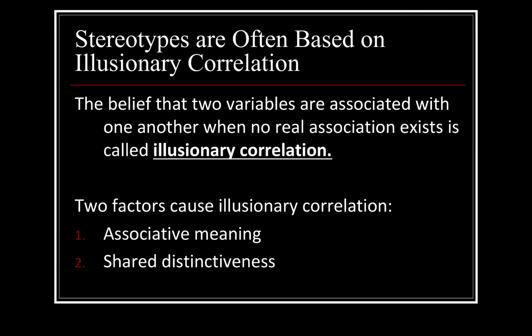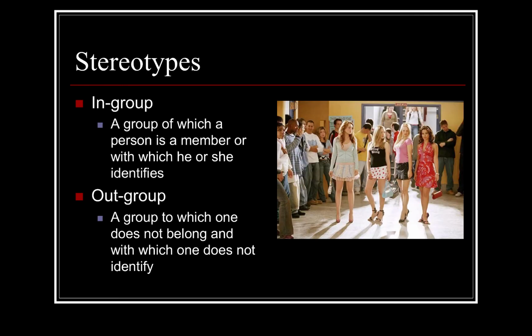Next, shared distinctiveness. This is about when two variables are associated because they share some unusual feature. When we start grouping people in categories, we tend to have an in-group and then an out-group. An in-group is a group of which a person is a member or with which he or she identifies. These are in-groups, I belong. Whereas an out-group is a group to which one does not belong and with which one does not identify.